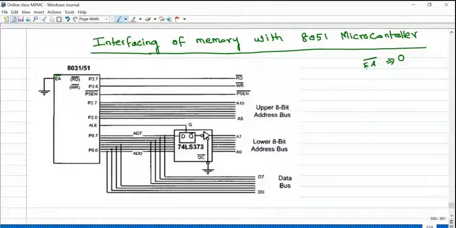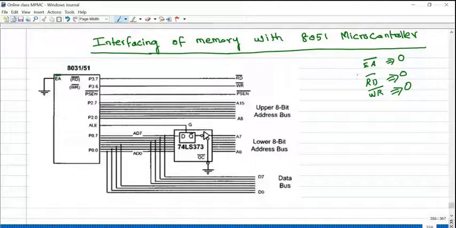External access, from the name itself, you can easily understand. If you want to connect external memory, particularly ROM, with the microcontroller, this external access pin should be connected to ground, which indicates 0. Next, read bar and write bar signals. These are also active low signals. When you place 0 on read bar, the read operation is enabled. When you place 0 on write bar, the write operation is enabled.